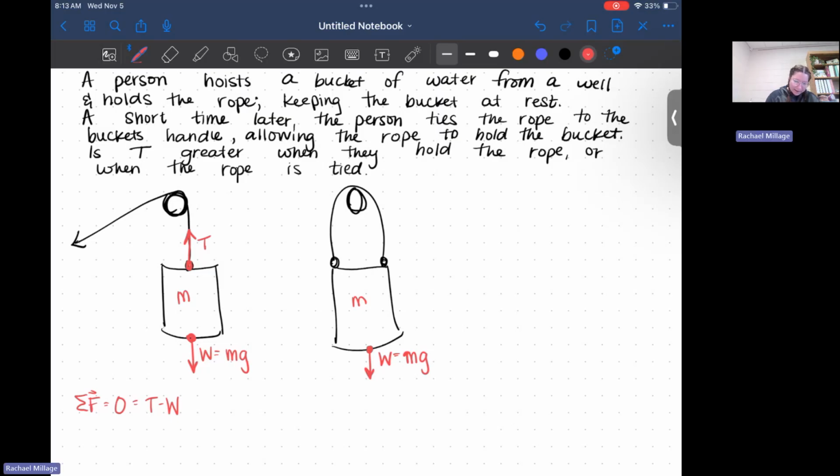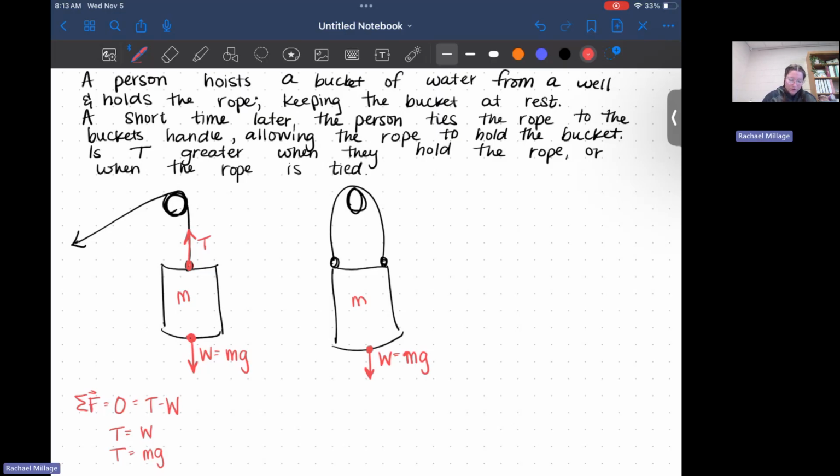We can then take this part of the equation, 0 equals T minus W, and rearrange it. We technically know what W is. So we could say that T equals W. So tension in that rope is equal to mass times gravity.